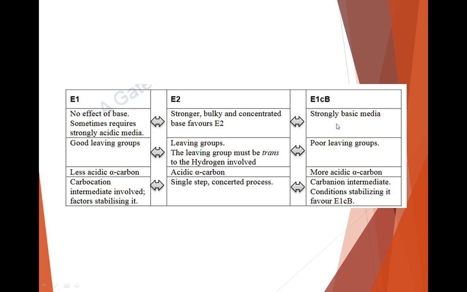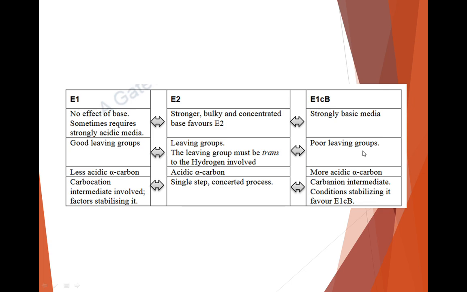And now let's see the leaving groups. For the E1 reaction, they require good leaving groups. And for the E2 mechanism, the leaving group must be trans to the hydrogen involved. Then only it favors the E2 mechanism. And for the E1CB mechanism, the leaving groups must be poor. Then only it facilitates the E1CB mechanism.